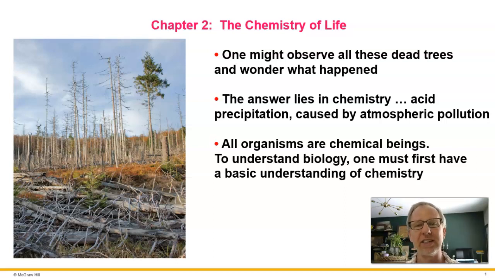What caused this was acid precipitation, acid rain, acid snow, but precipitation coming out of the sky that is acidic, as potentially lemon juice. And this is caused by atmospheric pollution, which of course is chemistry. So we're going to come back to this issue. We're going to come back to this observation, this dead forest, and revisit an explanation of what happened here once we get some background in chemistry. So here we go. Let's move on.